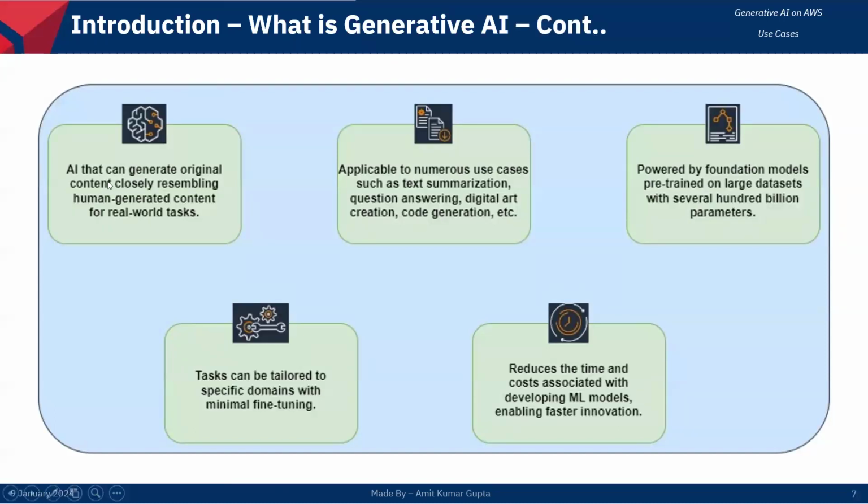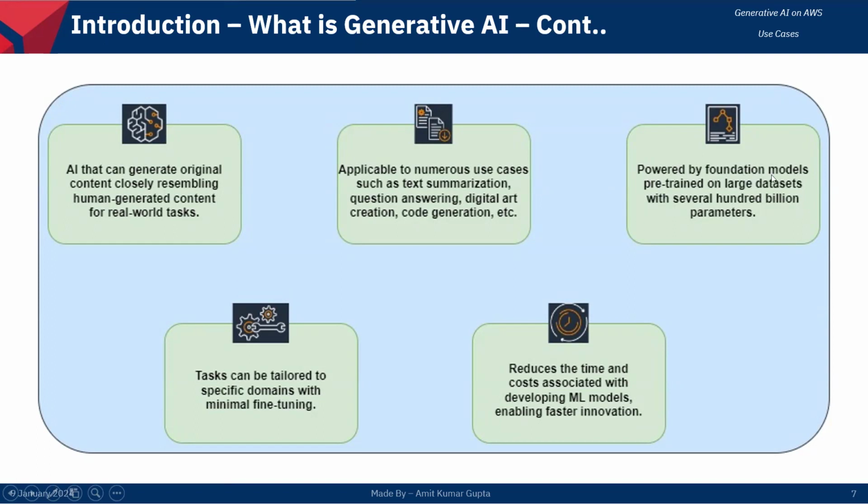So AI that can generate content that is closely similar to human-generated content, like what we are getting from the AI itself. And it is applicable to multiple use cases like text summarization, question answering, digital art creation, code generation, etc. Like that, we have multiple use cases. I will show you later in the slides multiple use cases in different domains, right?